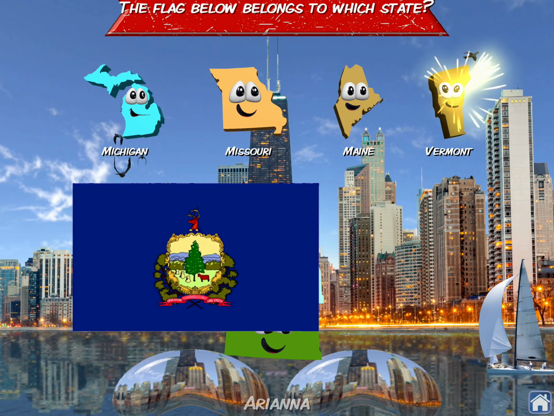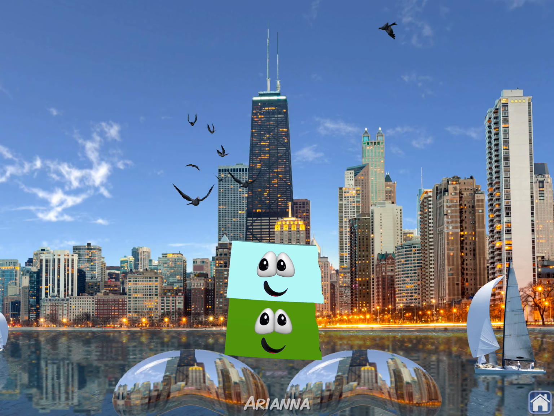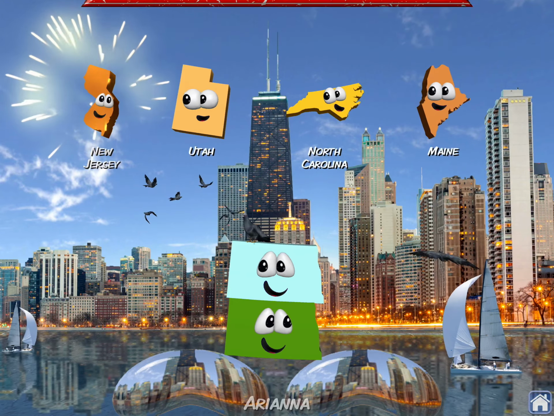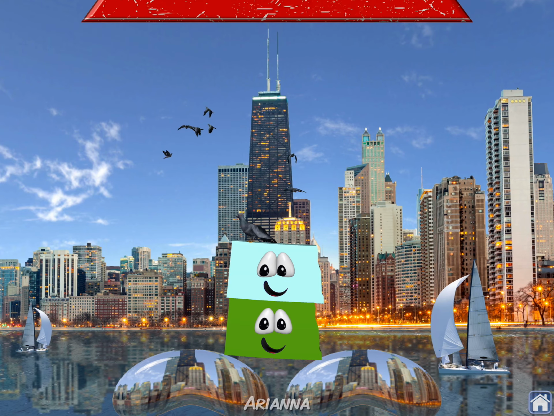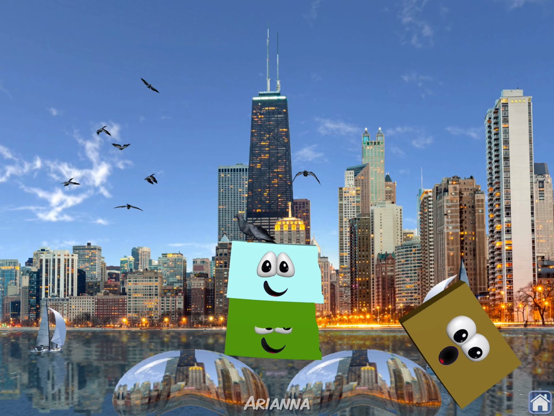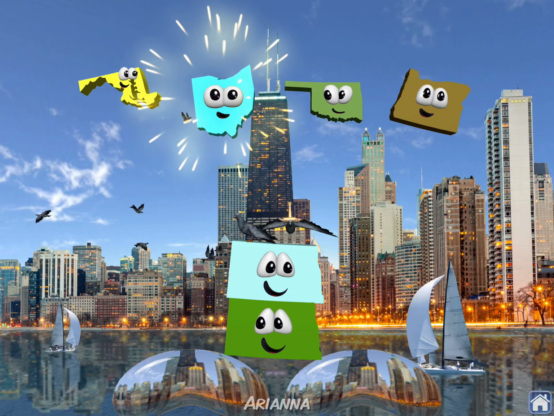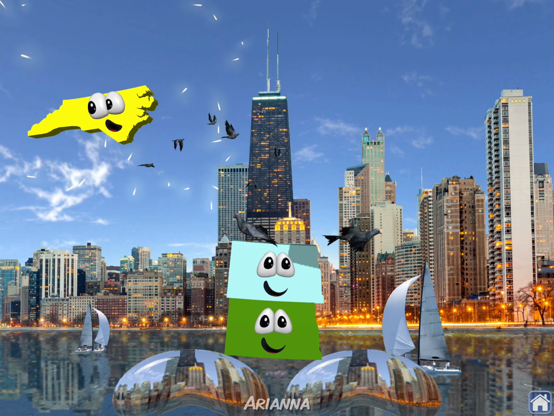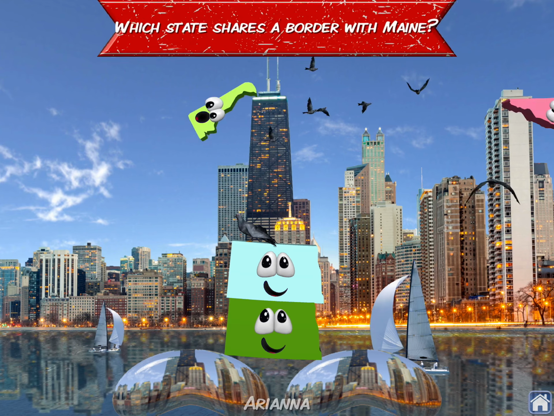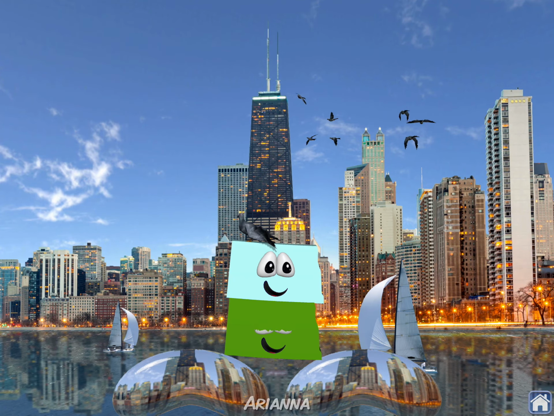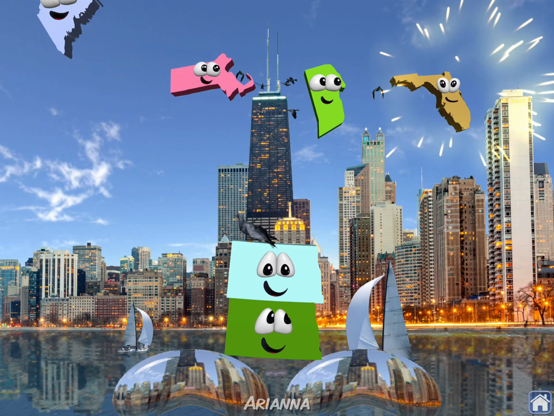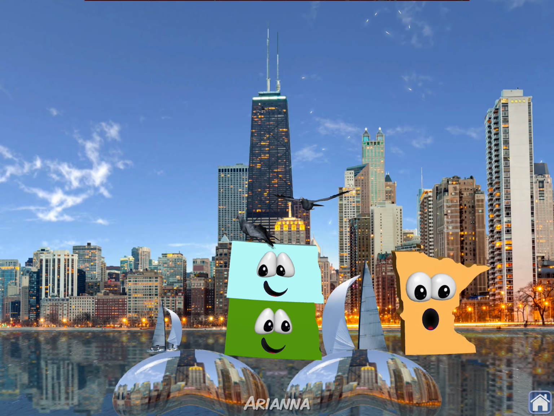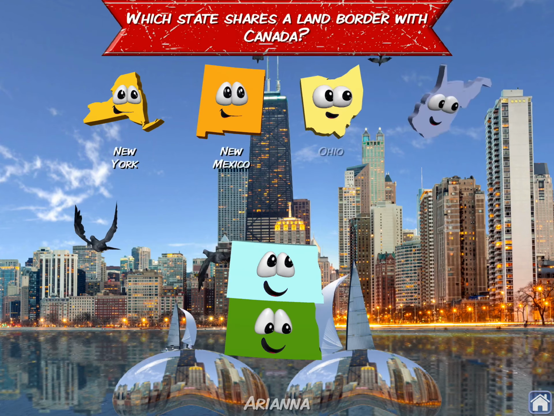The flag below belongs to which state? Vermont. Which state borders Rhode Island? Trenton is the capital of New Jersey. Denver is the capital of Colorado. Which of these? Which state shares a border with Virginia? North Carolina. Which state shares a border with New Hampshire? Which of these states is? Which of these states? Which state shares a land border? New Mexico.